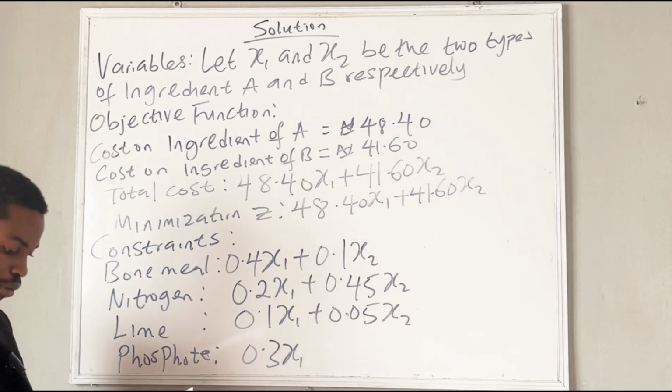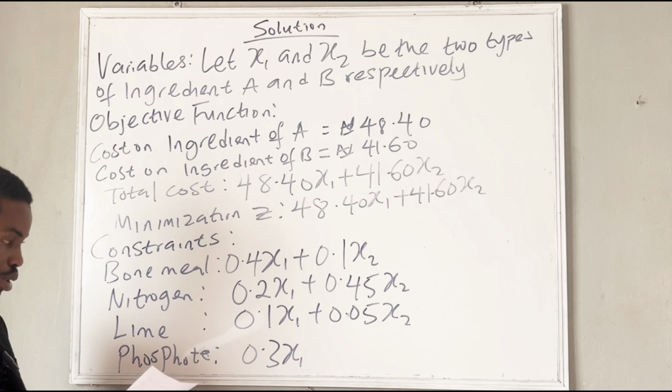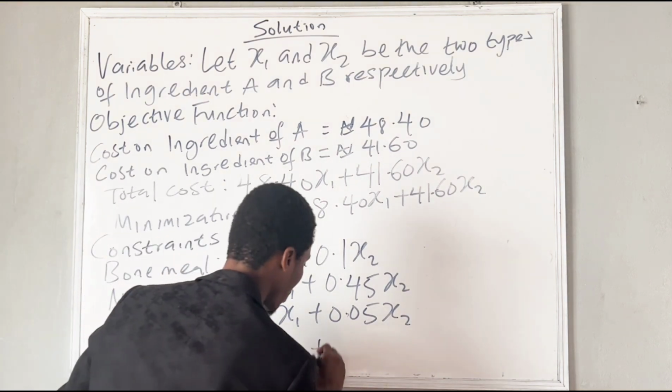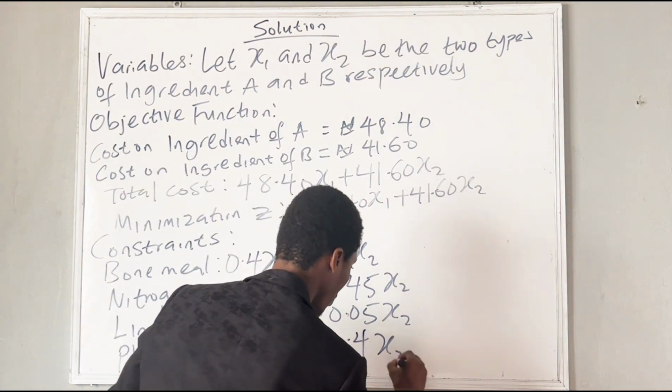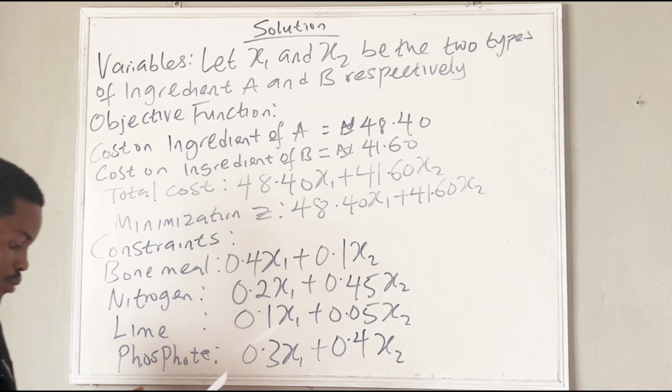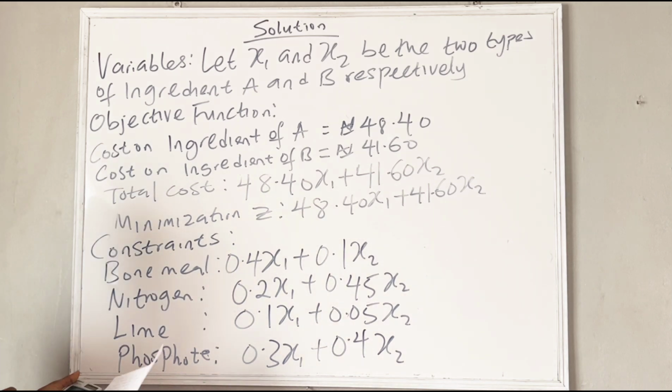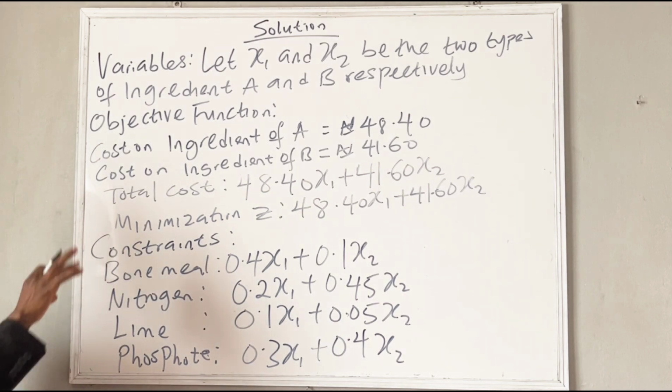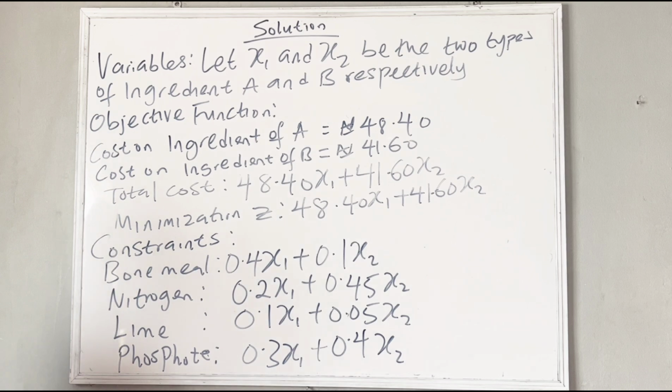Then for our phosphate, we have 40% phosphate. So that's plus 0.4 x2. So these are the constraints of the linear programming model. Since we have found the constraints, we are able to solve what? To solve the question under it.